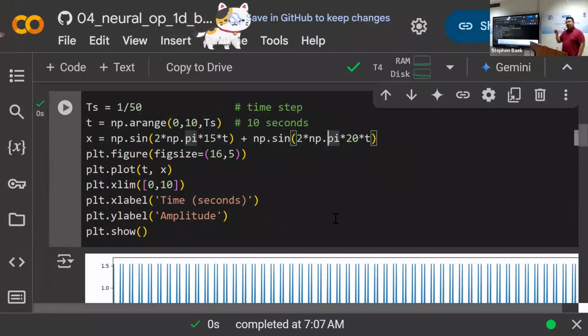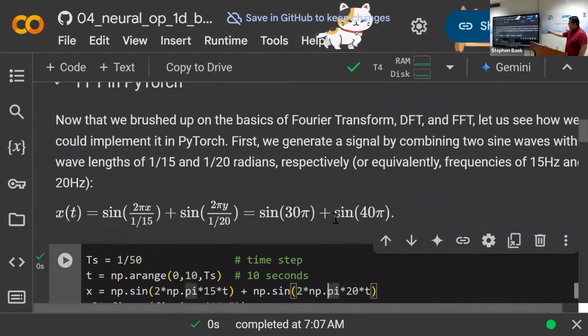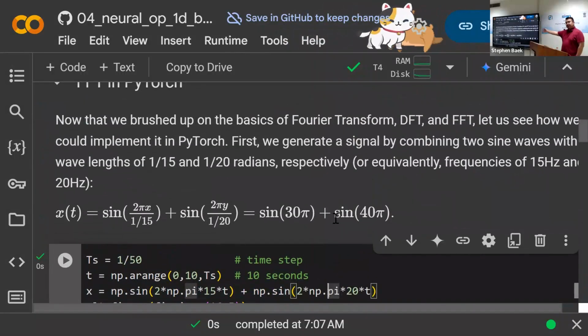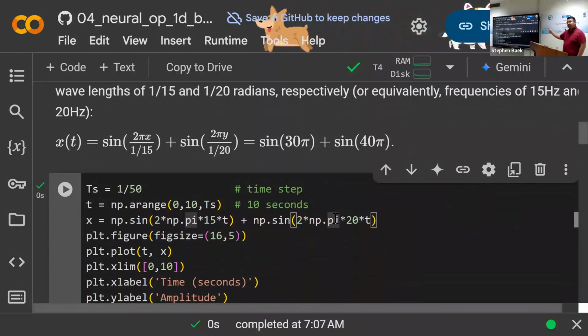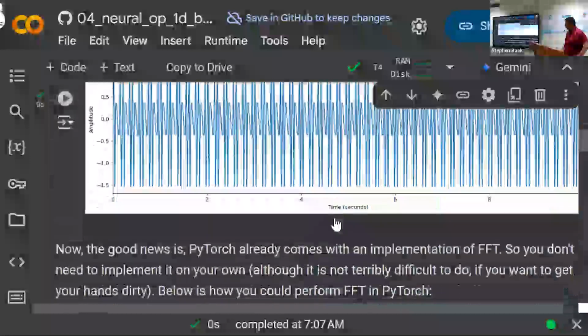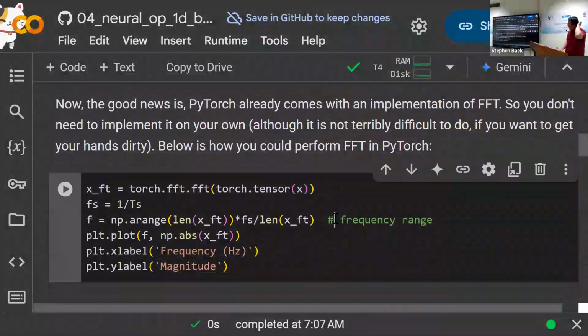Since Fourier transform is all about decomposing a function into a combination of sine and cosine, and this original function is already comprised of two sine waves, if our Fourier transform is accurate, then we're going to see basically two frequency components, right? One corresponding to the 15 hertz and the other corresponding to the 20 hertz. So let's actually see if that's the case.